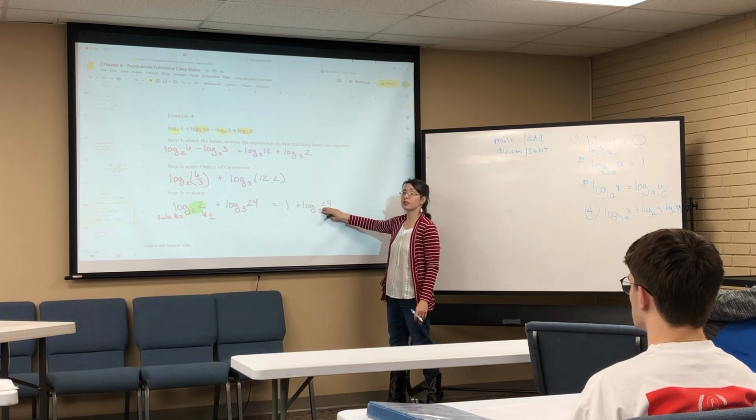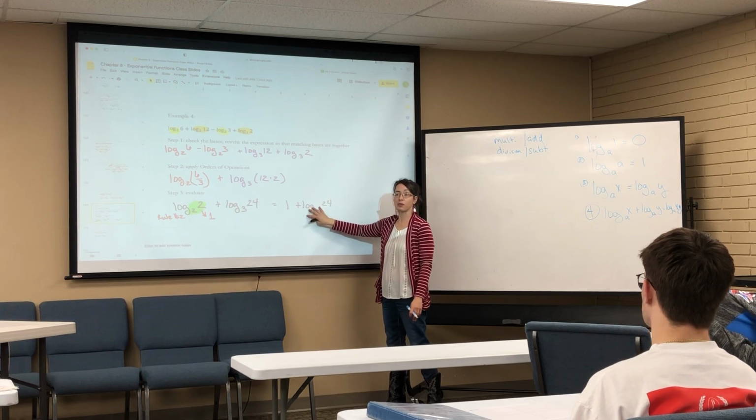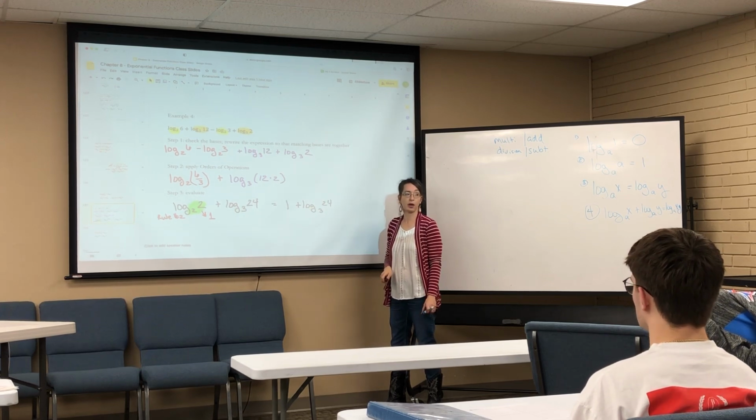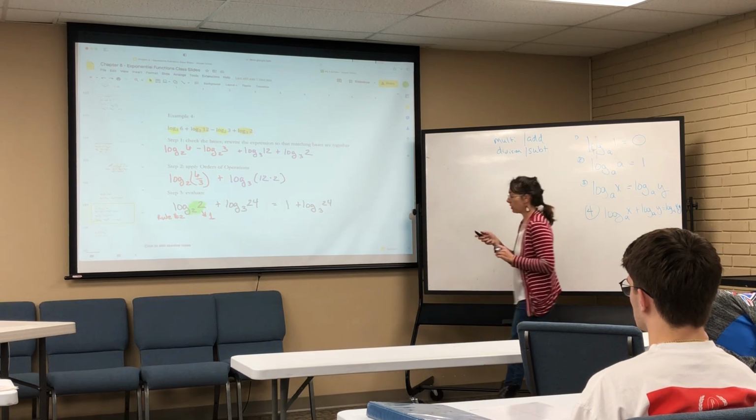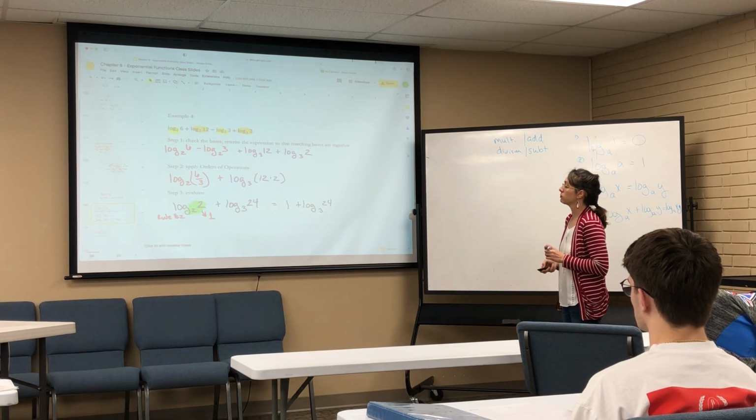If we could rewrite 24 as a base of 3, then we would have simplified that one down to the x value as well. So we're always going to keep looking back. Is there another way I can simplify it? Is there another rule that I can use?